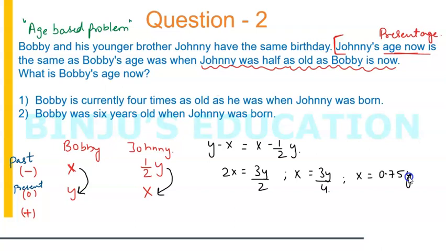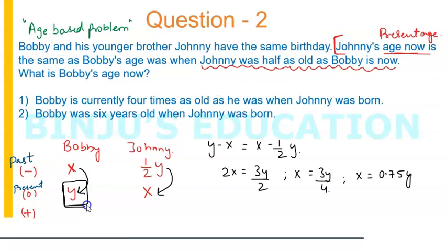Now what's the question? What is Bobby's age now? So Bobby's age now is y. We need to figure out the value of y. So if I can get x or y somehow, or the difference between them, or the relationship between them, anything between them will basically help me in getting my answer.